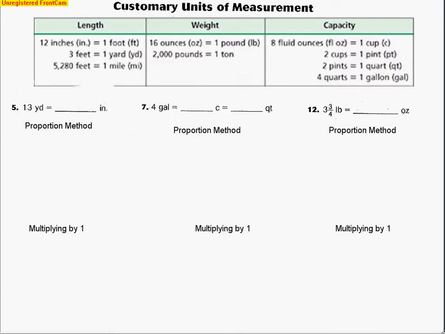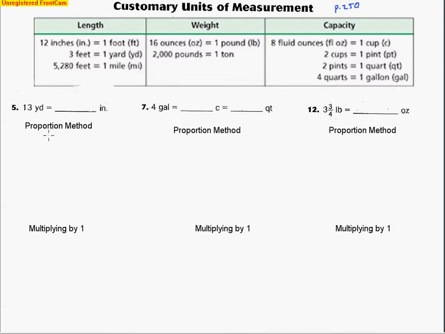These problems come from a handout titled Customary Units of Measurement. And we'll come up with two different methods to solve these problems. So what I did for you is I wrote down the chart that is in the textbook, and this chart is on page 250. So if you ever go to page 250 in the blue textbook, you'll see this exact chart. And we'll need this to be able to solve these problems.